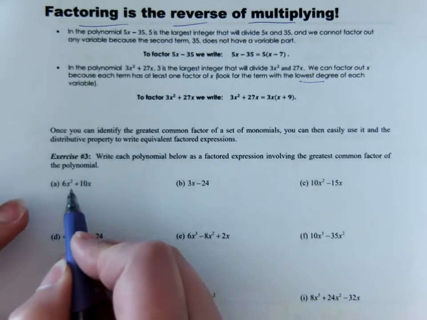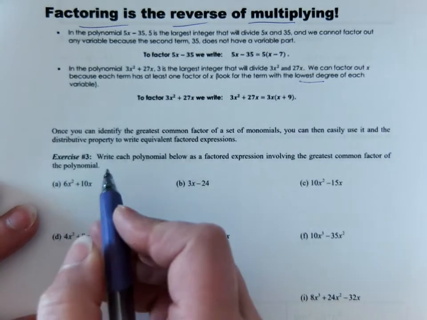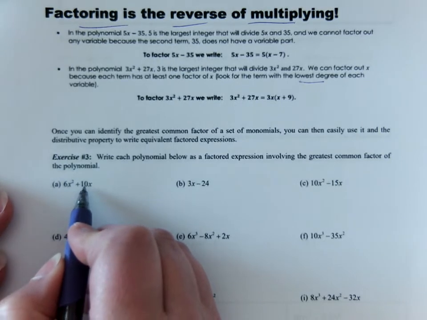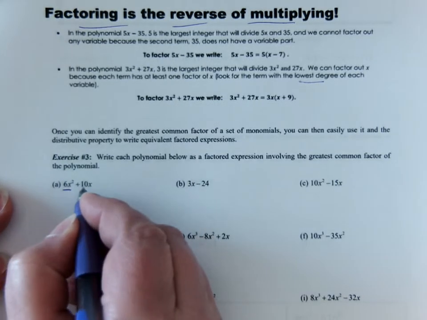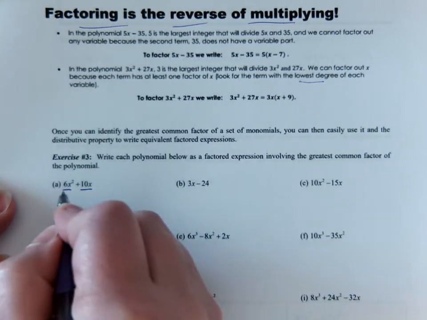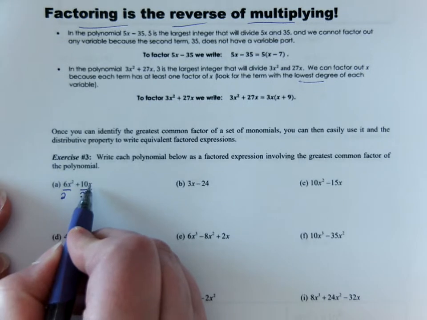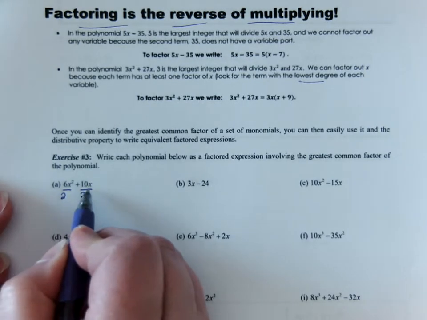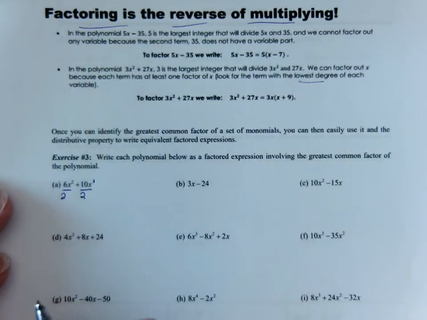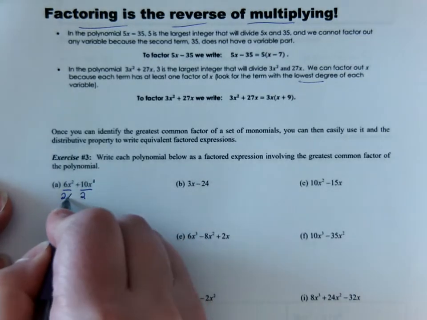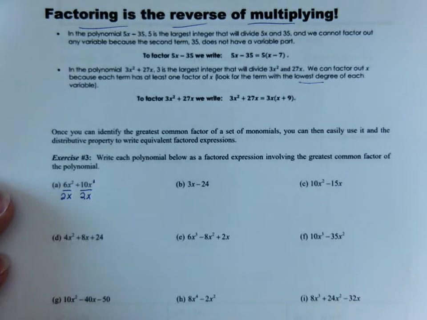So we have 6x squared plus 10x. Out of 6 and 10, the largest integer that divides evenly into it is 2. So I'm going to make myself a little division problem. I'm going to have 2. And each term has an x, so I look at my exponents. That's 2. This is the invisible 1. So the most I can take out is one of these x's. So I'm going to divide 2x into each term.